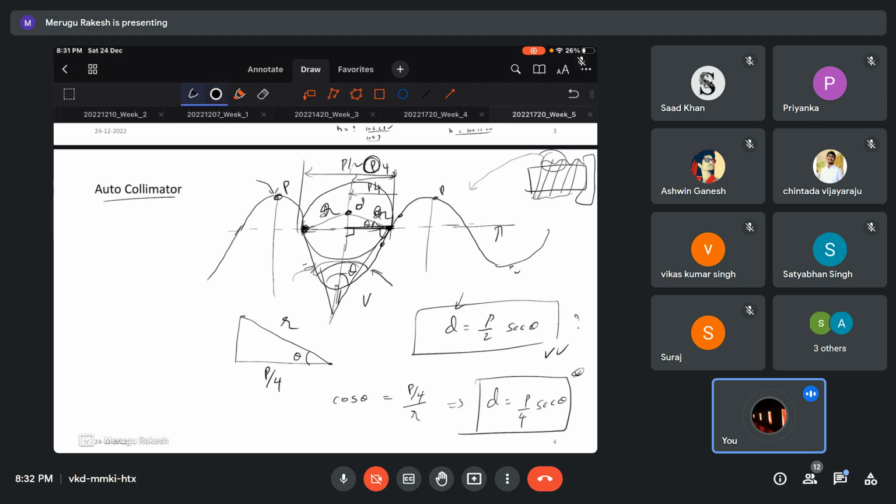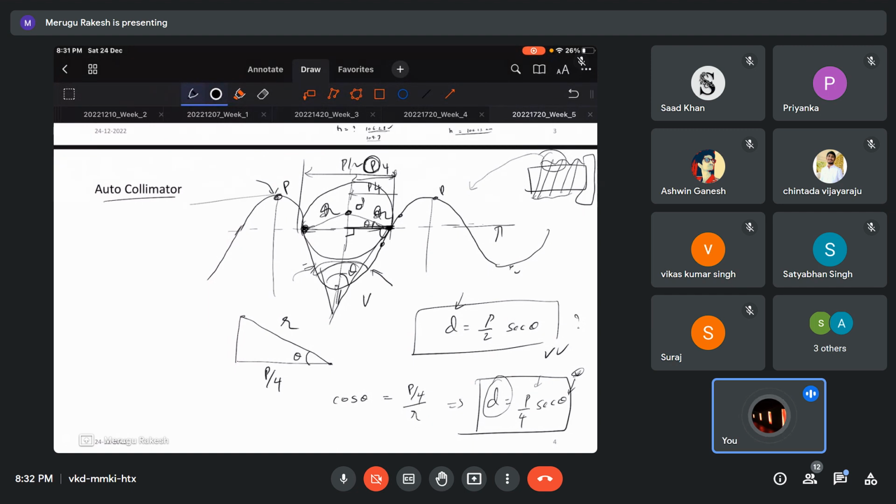You should also keep in mind half pitch or quarter pitch, P by 4. They might directly ask you, using the thread angle and pitch, what is the best wire size dimension, or they can reverse it. They can play with this formula basically. So this is fine. And what are the devices that we can use for measuring these?